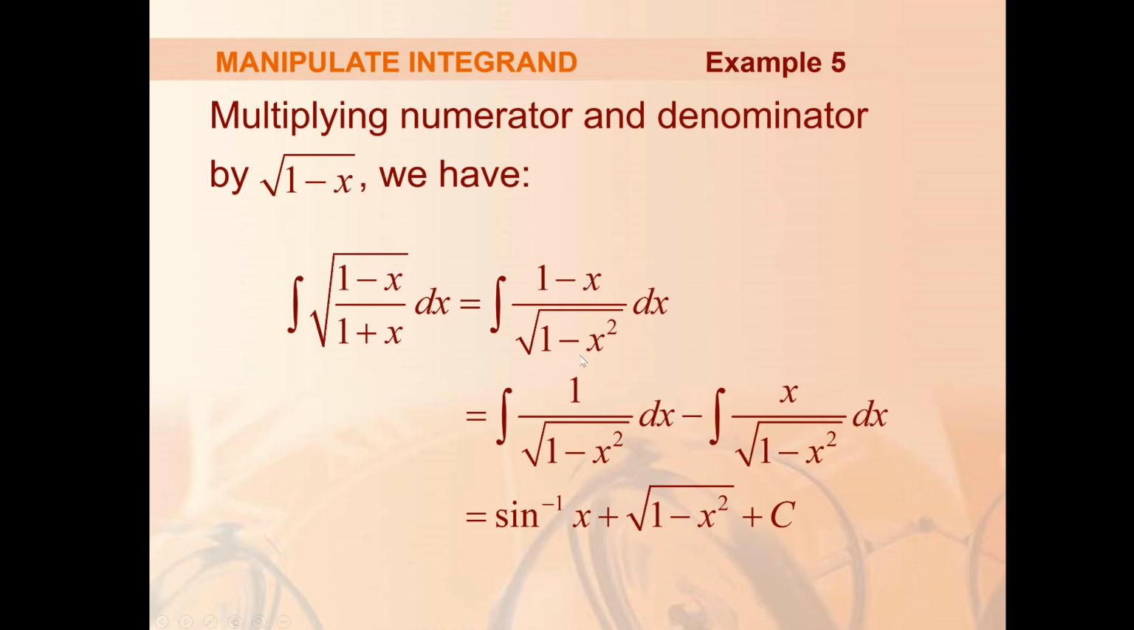For the numerator, we can separate them. And then from there, you see the pattern. It's the inverse of sine. And then the other part of it is just like a u substitution, and then we can just integrate it. So that would be square root of 1 minus x squared plus constant C.